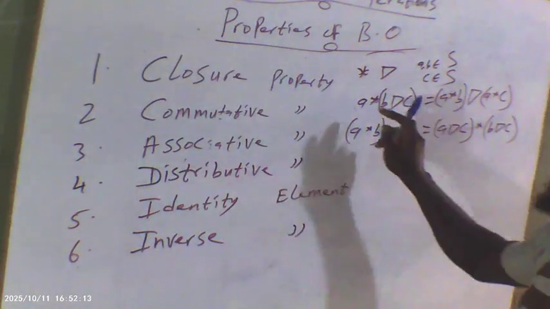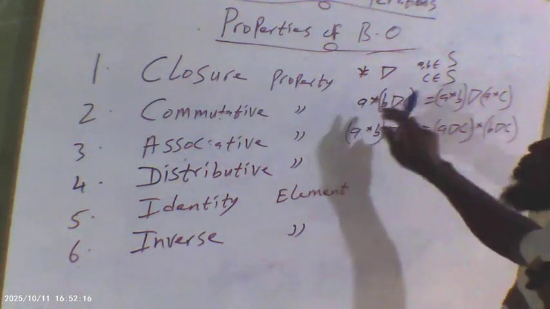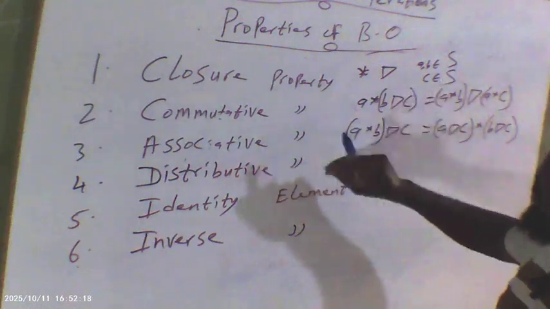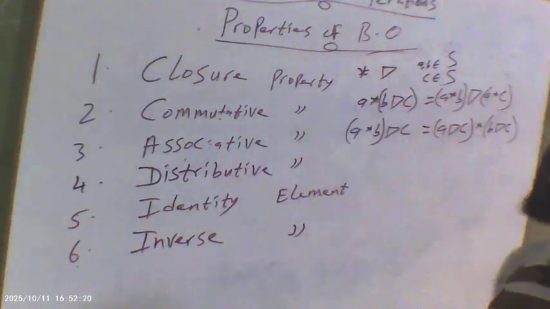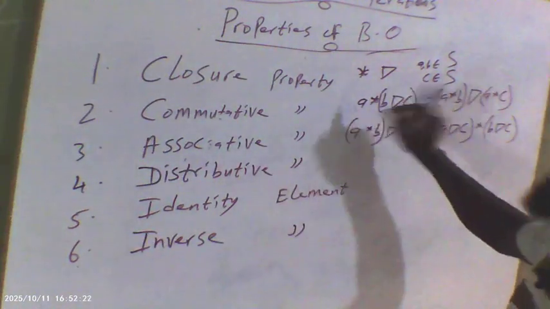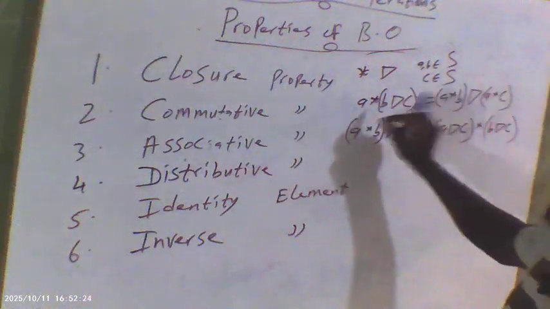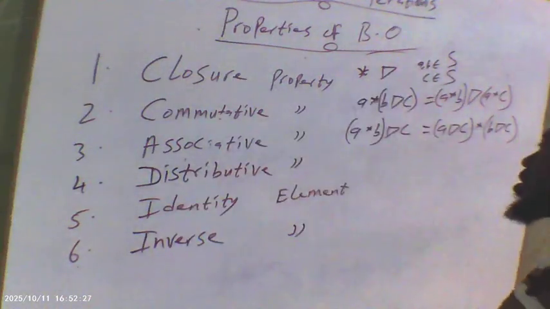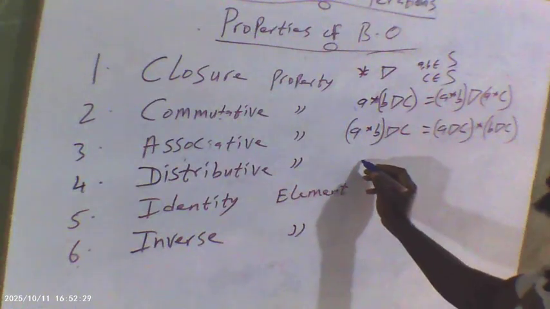For example, multiplication is always distributive over addition and subtraction. But addition and subtraction are not distributive over what? Multiplication.